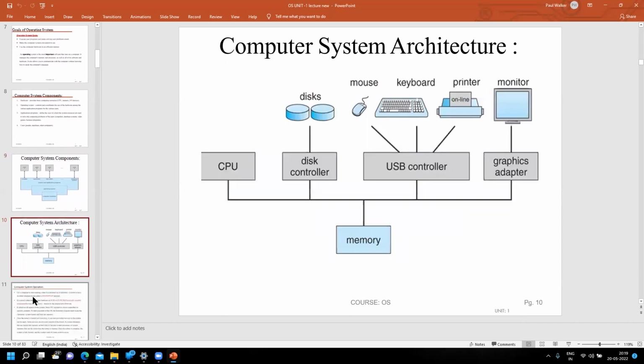The next topic is computer system architecture. As we know, the computer system is capable of coordinating millions of tasks at a time. For this, memory management is very necessary.